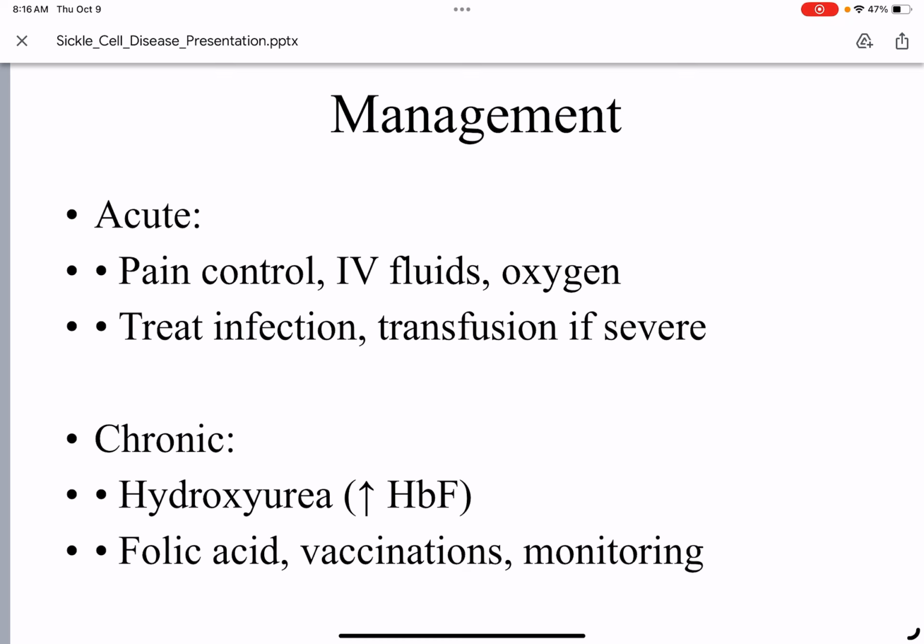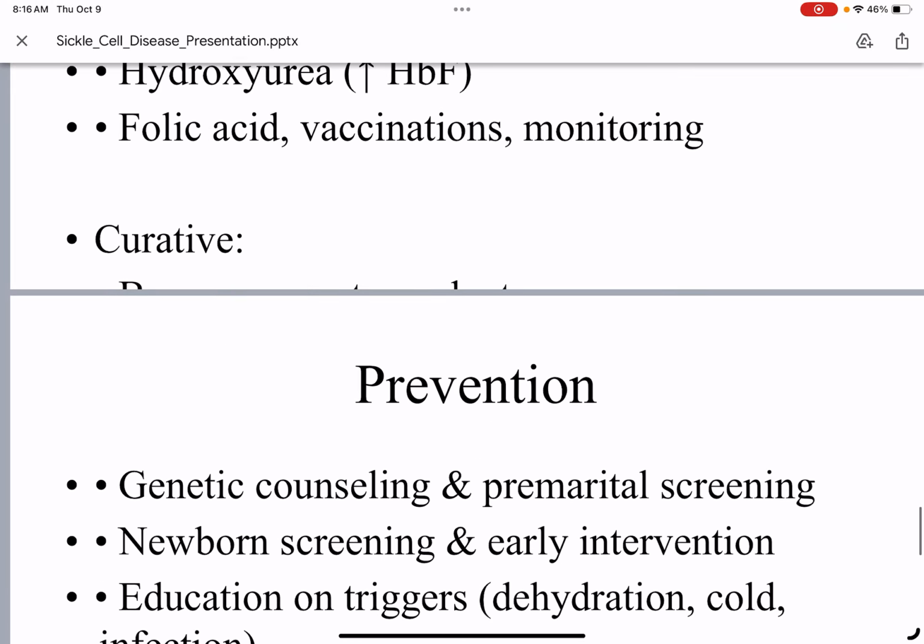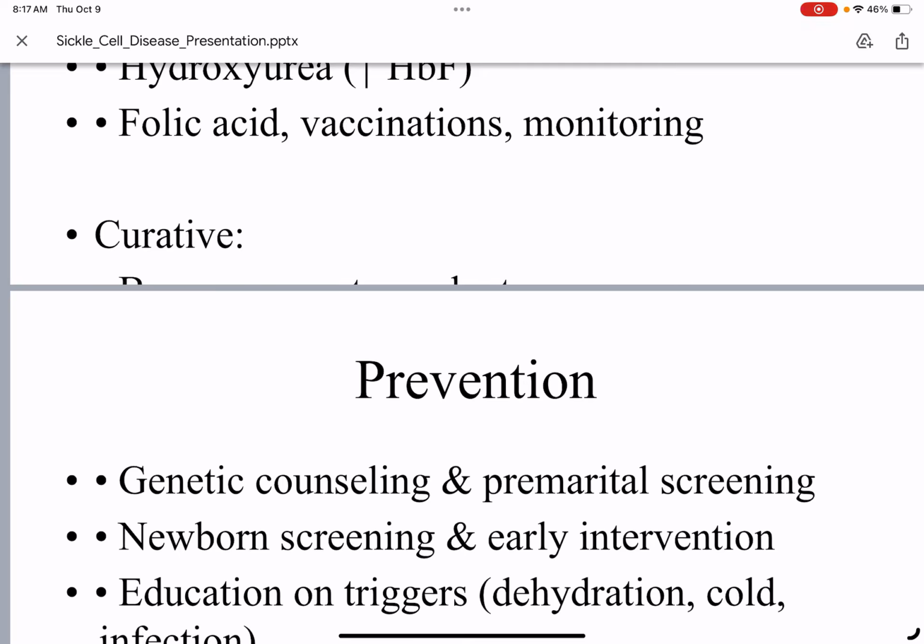Chronically, you want to use hydroxyurea. Okay, that has been shown to be very helpful in terms of the management. You're going to likely give folic acid. It's important that they get vaccinated. All right, and we just keep an eye on them. Curatively, bone marrow transplant has also been shown to be effective.